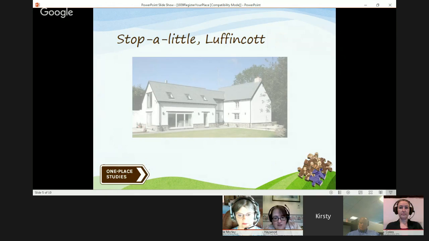And I was quite delighted when I saw the sold sign for the land. I wasn't quite so delighted when they knocked down the complete original building and built this. Not quite so pleased with that one, but at least the land's been used for something good, and it does really change the landscape from what was there before, which was very overgrown with a rather derelict looking building. So this is what they've now built for Stop a Little in Luffincott.